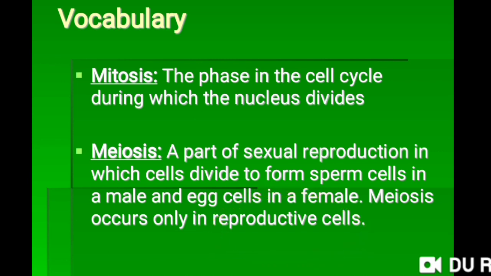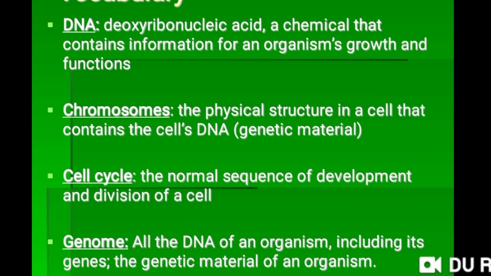So again we got a second point of differentiation: mitosis occurs whenever the nucleus divides, but meiosis occurs only in the reproductive cell. Why does this happen? Because mitosis is responsible for generating identical cells, and meiosis is responsible for haploid reproductive cells. Then, what is DNA? Deoxyribonucleic acid, a chemical that contains information for an organism's growth and function. It's a storage house of your genetic information.